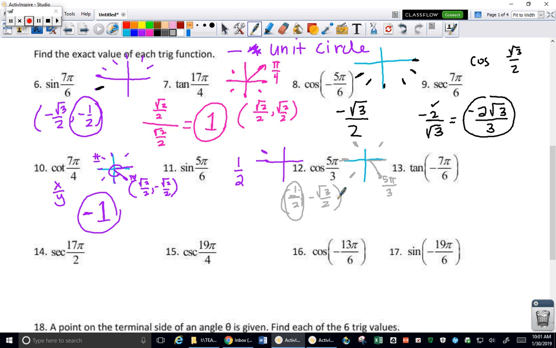So memorizing the points of your unit circle is expedient if you want to be able to find these exact values quickly.